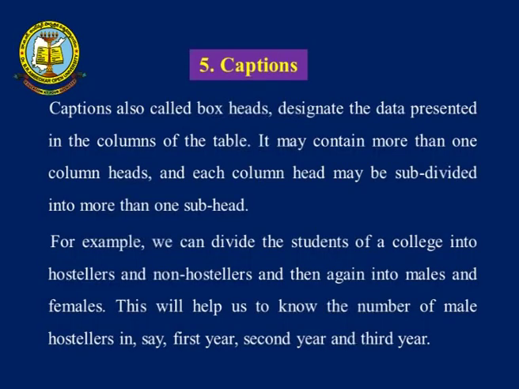Now, the fifth one is captions. Captions are also called box heads, and designate the data presented in the columns of the table. A table may contain more than one column head, and each column head may be subdivided into more than one subhead. For example, we can divide the students of a college into hostelers and non-hostelers, and then again into male and females. This will help us to know the number of male hostelers and female hostelers, how many are in first year, second year and third year, and so on.